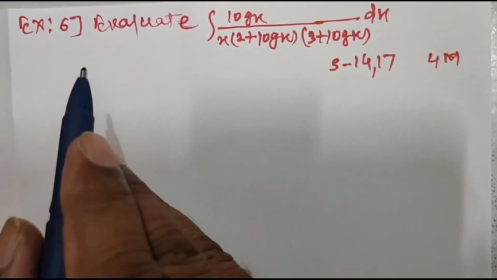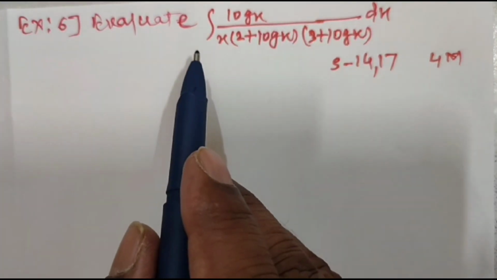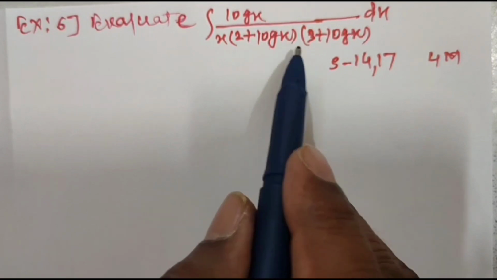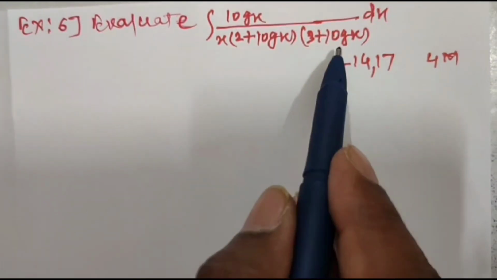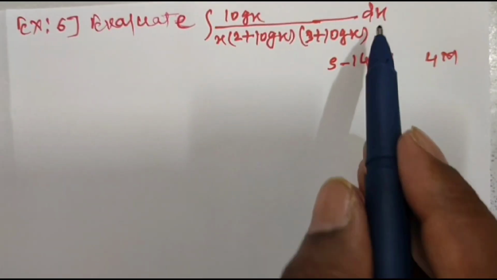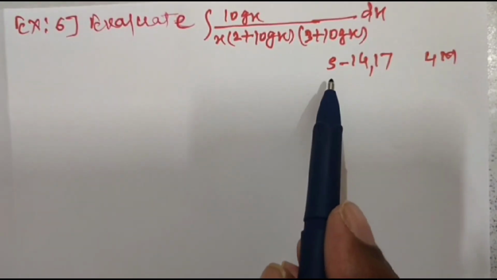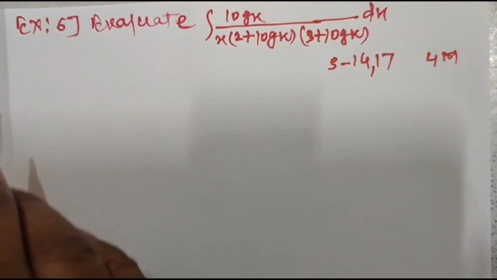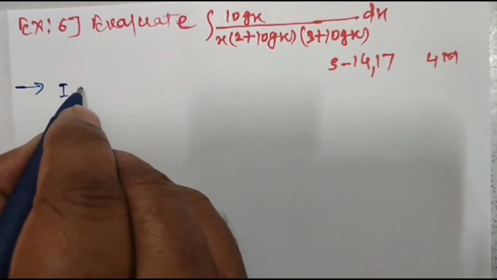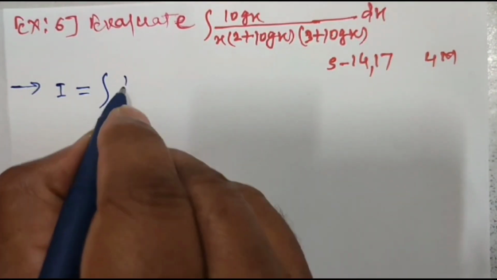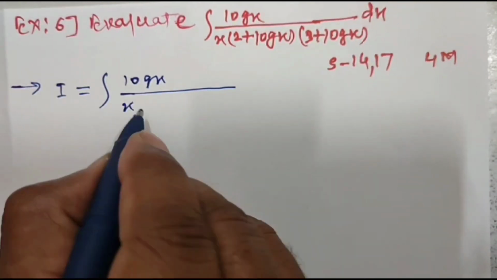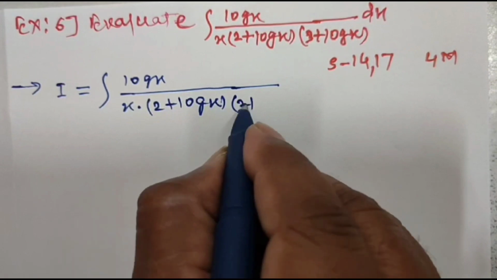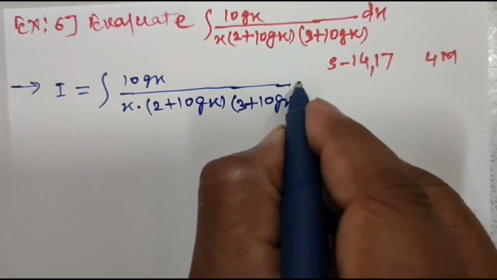Let us solve sum number 6. Evaluate the integral of log x divided by x into bracket 2 plus log x in second bracket 3 plus log x, integral with respect to x, and this sum appeared in summer 2014 and 17 for 4 marks. To evaluate this integral, I is equal to, we can consider log x divided by x into 2 plus log x in second bracket 3 plus log x, integral with respect to x.